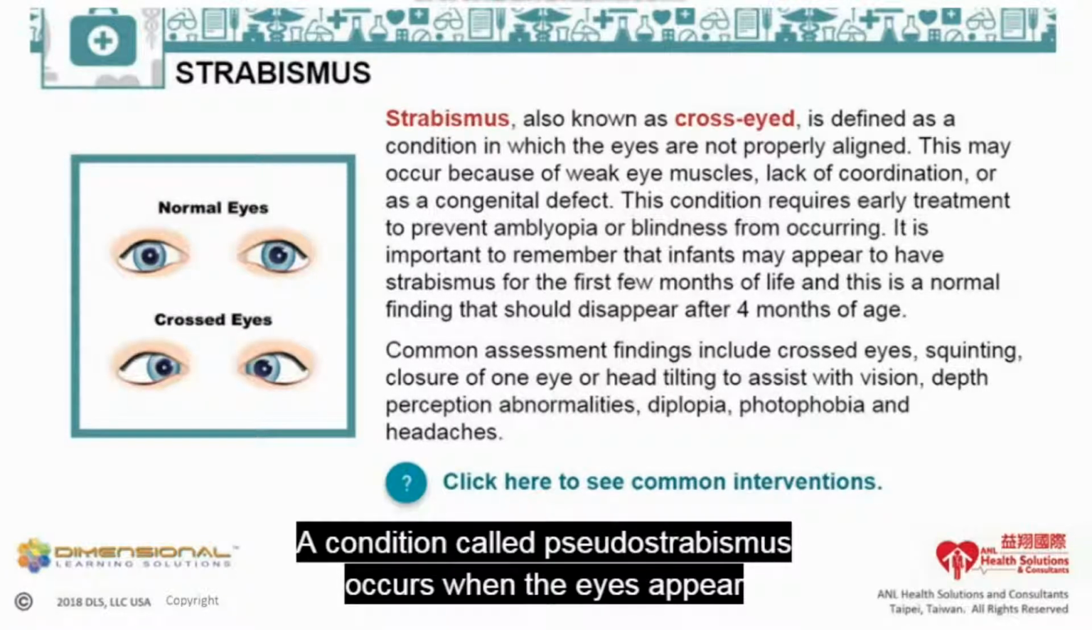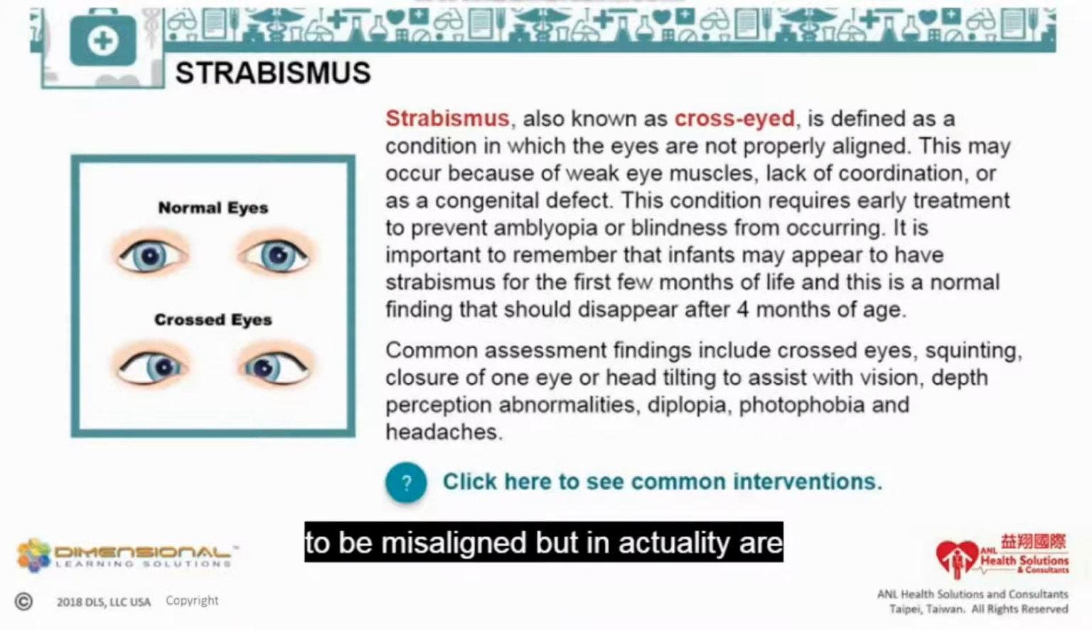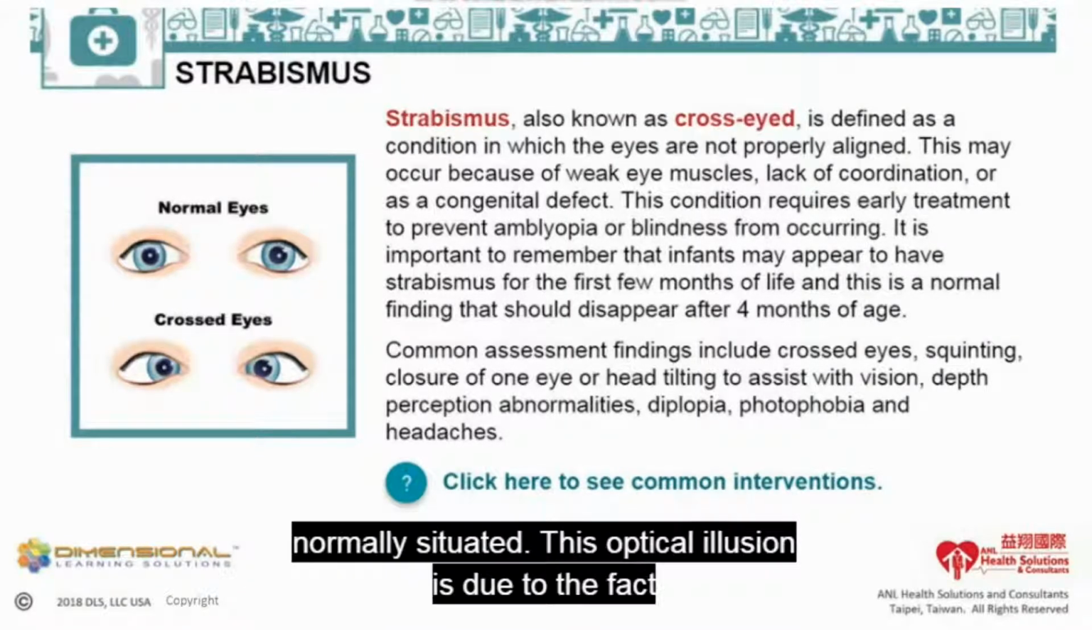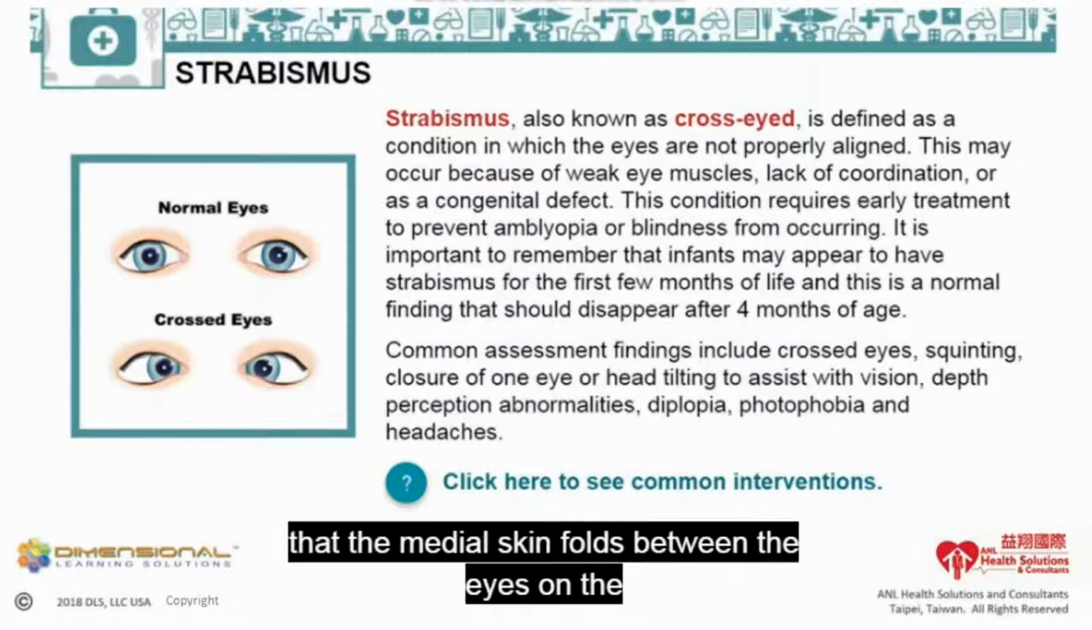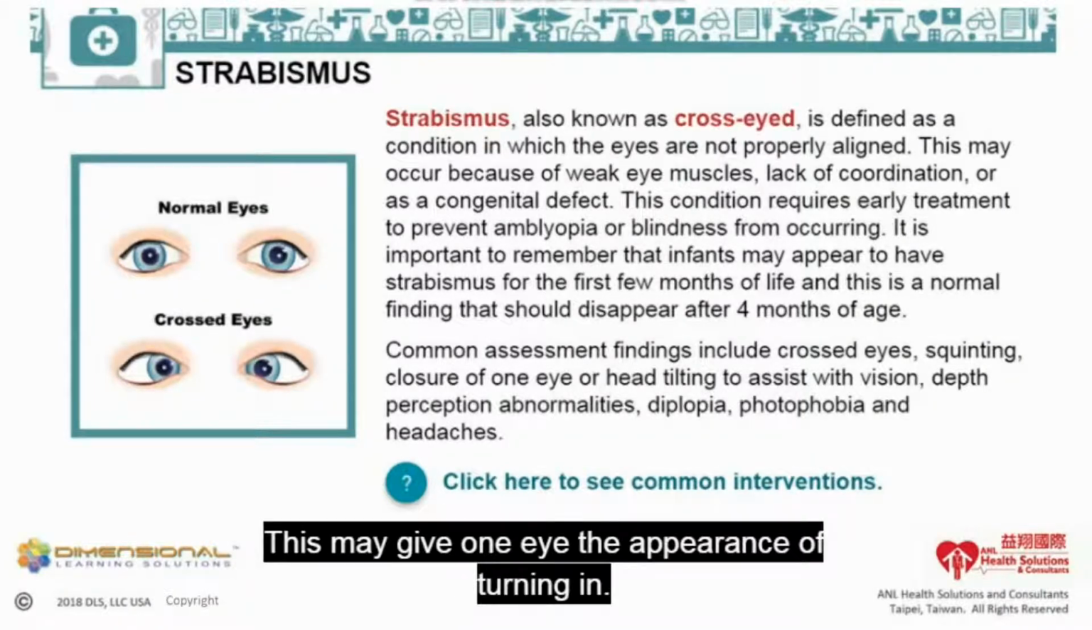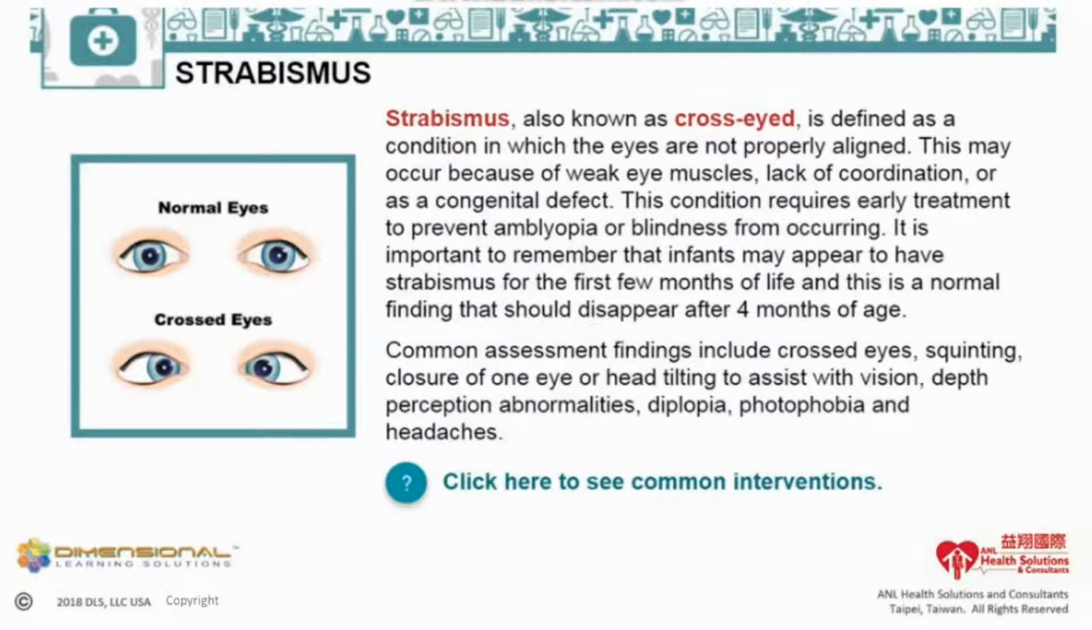A condition called pseudostrabismus occurs when the eyes appear to be misaligned, but in actuality are normally situated. This optical illusion is due to the fact that the medial skin folds between the eyes on the sides of the nose are not always symmetrical. This may give one eye the appearance of turning in.